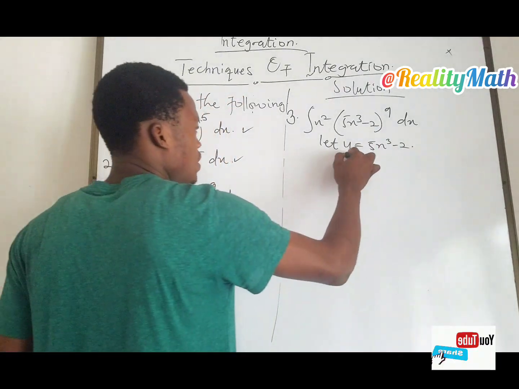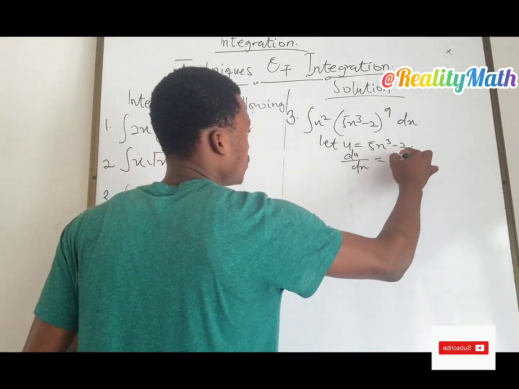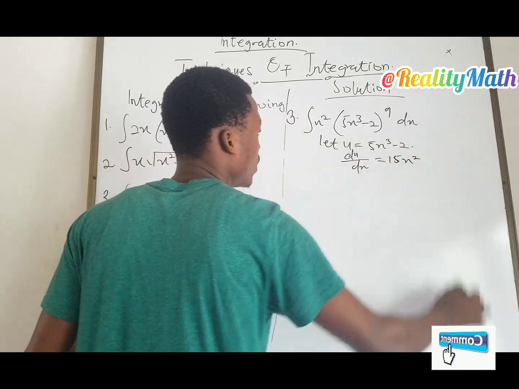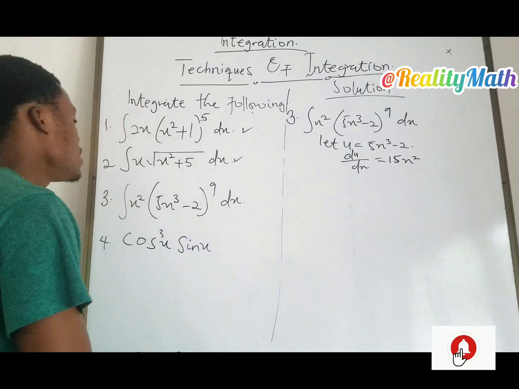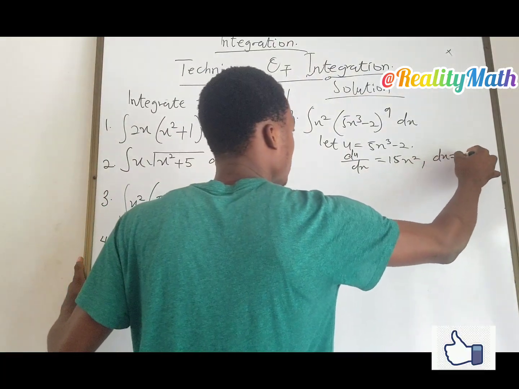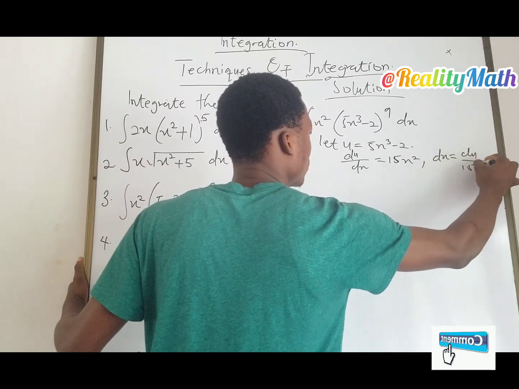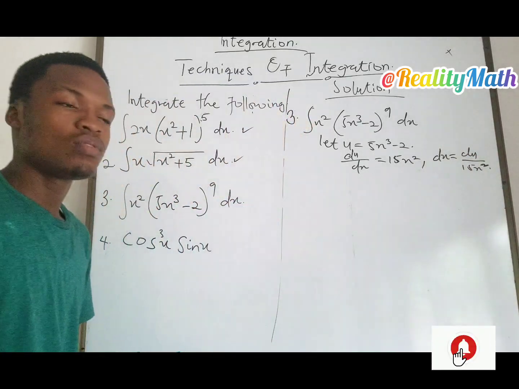Now let's differentiate this. My du over dx is giving what? 15x squared, right? So let's rearrange this to now get our dx, which is giving us what? dx is equal to du over 15x squared. Okay, that's very good looking.